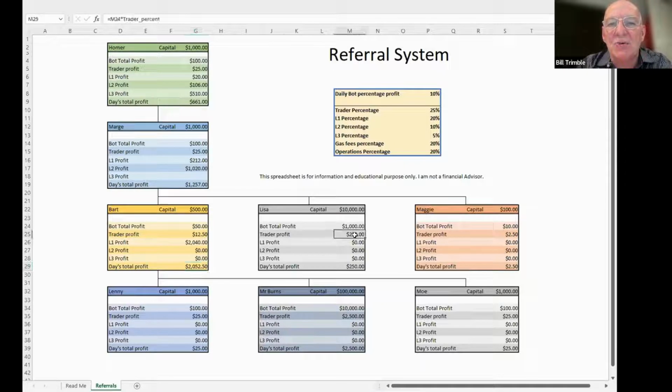Lisa made $250 and Maggie made $2.50. But what Maggie's going to do, she's going to compound that money, so it's going to grow every single day. That will auto compound every day.